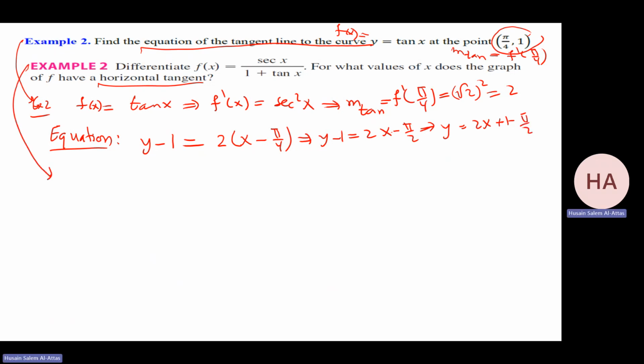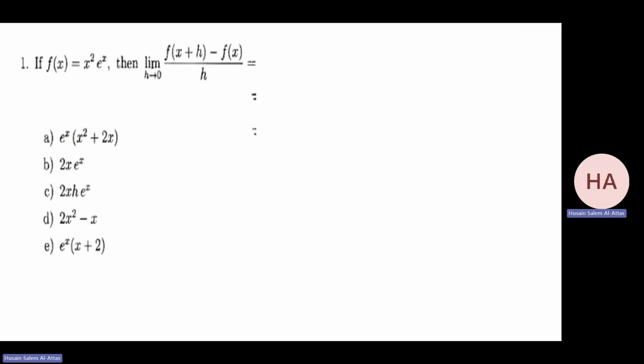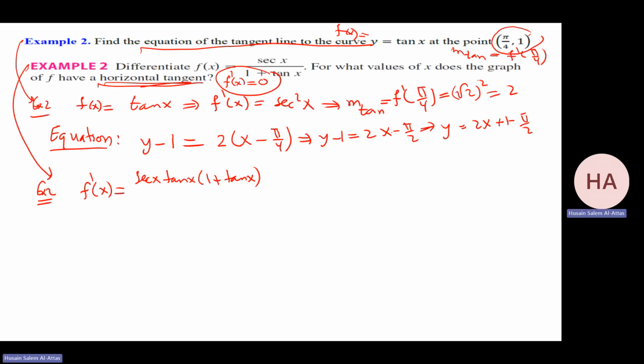Okay. This one is also a correct example. Who cares? Now, I need to find where I have horizontal tangent. Horizontal tangent means f prime is equal to 0. So I need to find f prime. F prime will be what? Quotient rule. Derivative of the numerator, which is secant tan x, with denominator. Actually, I think if we simplify it and move to sine cosine, it will be easier for calculation. Yeah, it will make it easier. So let us simplify it first.